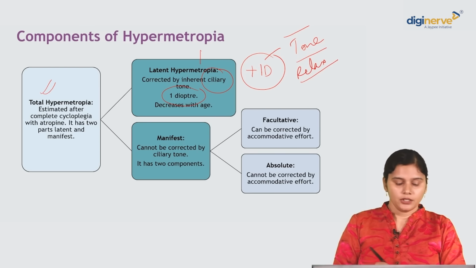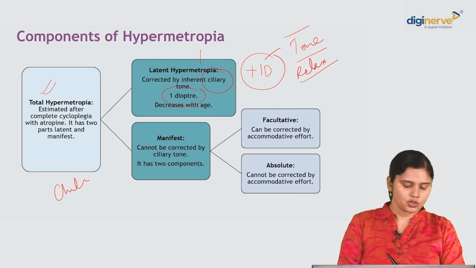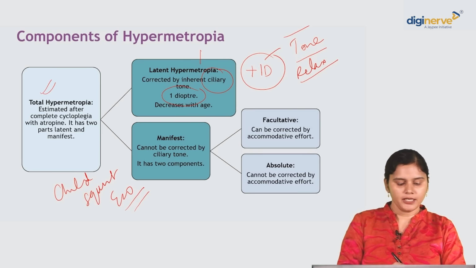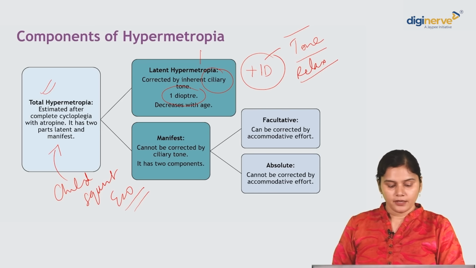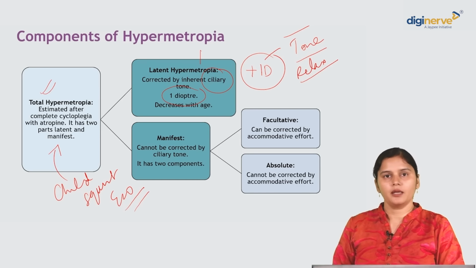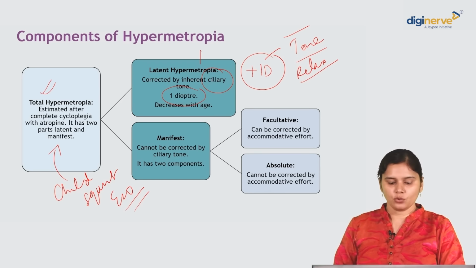But when you have a child who is coming with squint, especially esotropia, in those children you need to decrease the ciliary tone also. Therefore, in those children you correct the total hyperopia, but in people who come to you with simple hyperopia without any squint, you need to correct the manifest hyperopia.